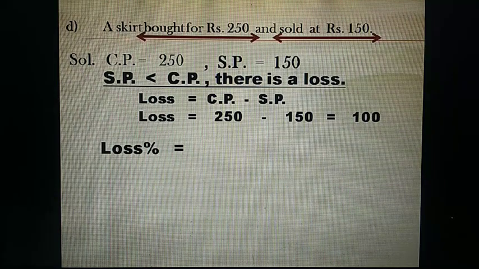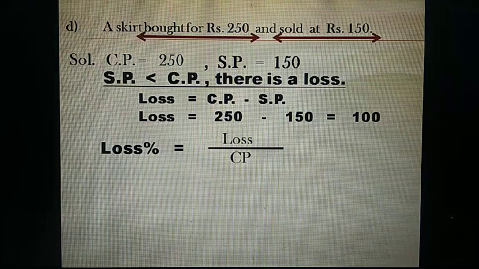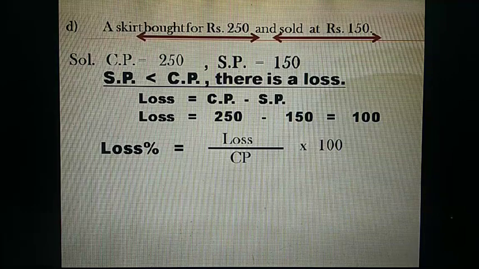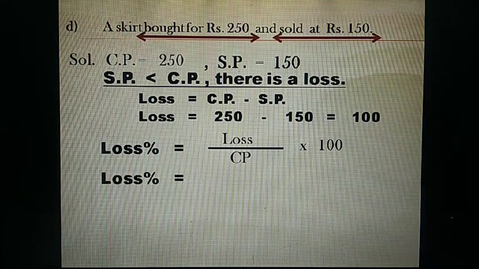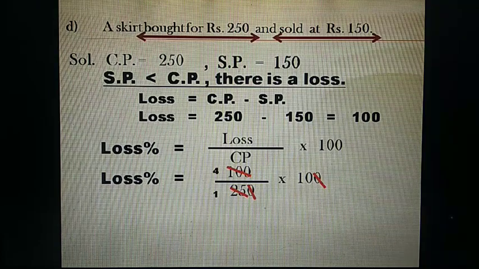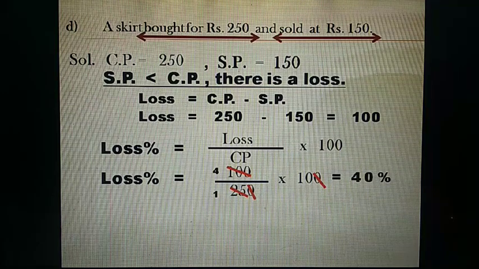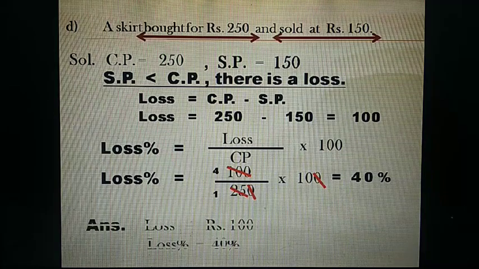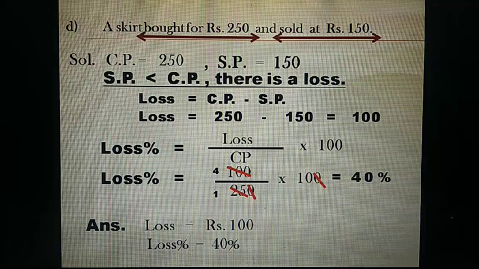Now you are supposed to find loss percent, which we will find with respect to CP. The formula is loss upon CP into 100. Put the values here. Loss means 100. CP is 250 into 100. Cancel 0 first. Now 25 ones are 25, 25 fours are 100. Multiply them. You will get the answer as 40%. You can write the final answer as loss is of rupees 100 and loss percentage is 40%. 40% of what? 40% of CP. Make sure we are representing this loss percentage and profit percentage in terms of cost price.